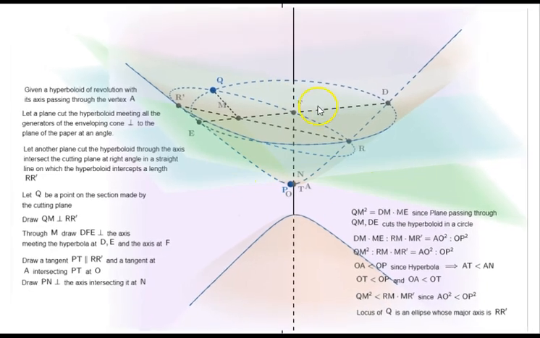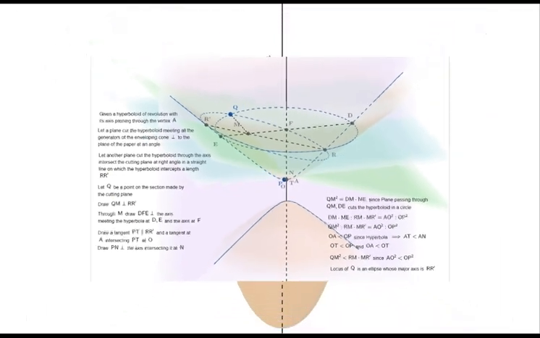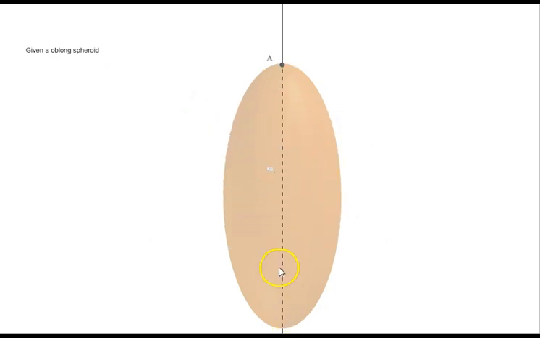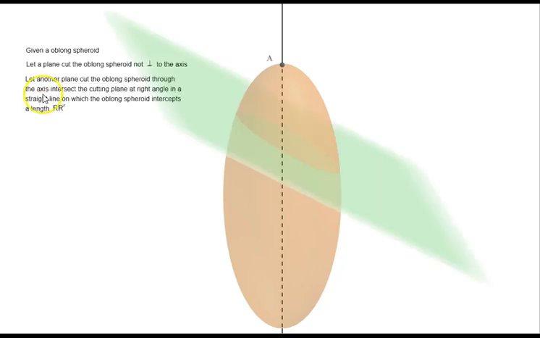Let's take the case of the spheroid. So given an oblong spheroid with the axis given and A as a vertex. Let a plane cut the oblong spheroid not perpendicular to the axis. Let another plane cut the oblong spheroid through the axis, intersecting the cutting plane at right angle in a straight line on which the oblong spheroid intercepts a length RR prime.